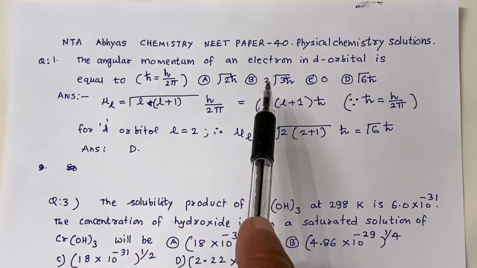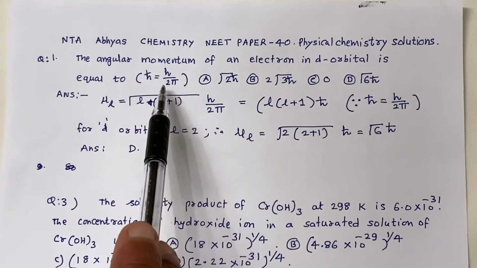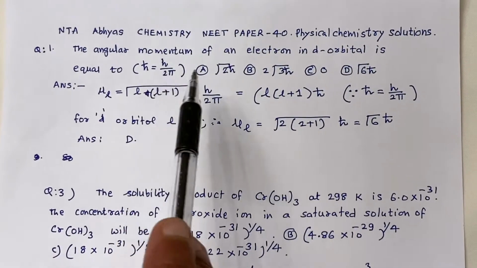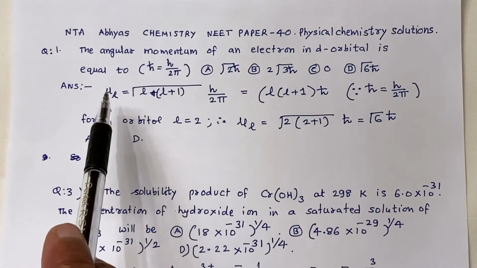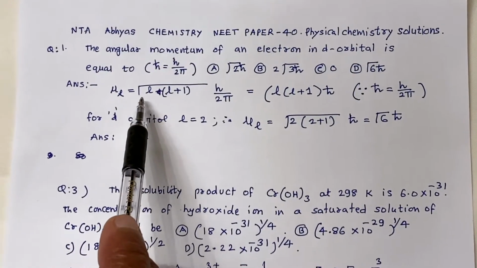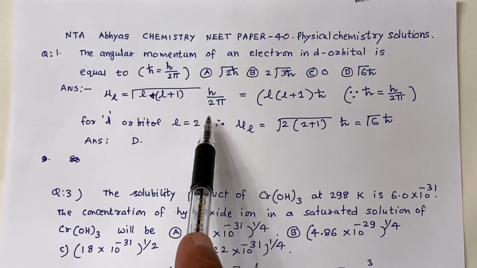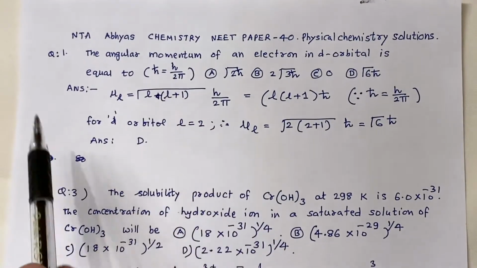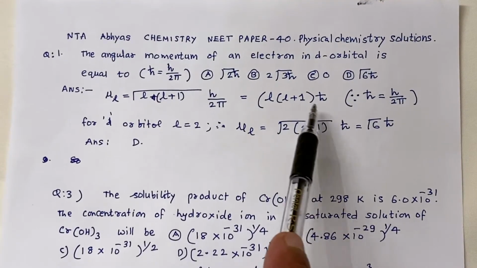The angular momentum of electron in d orbital is equal to... he has given h dash is equal to h by 2 pi, and we have to solve like this. So the angular momentum is given by the formula square root of L into (L plus 1) into h by 2 pi. So h by 2 pi he has given as h dash. So we can write square root of L into (L plus 1) into h dash.